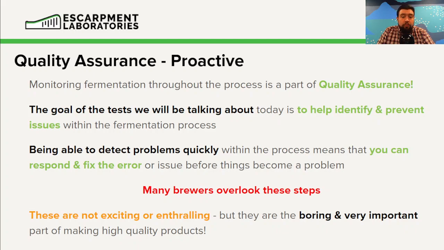Now, the goal of the test we'll be talking about today is to help identify and prevent issues within the fermentation process. That's why we're monitoring them. We're monitoring these things so that we can correct for them. If we're not monitoring them, we have no way to know if we need to step in and act. Being able to detect these problems quickly within the process means you can respond and fix these errors.